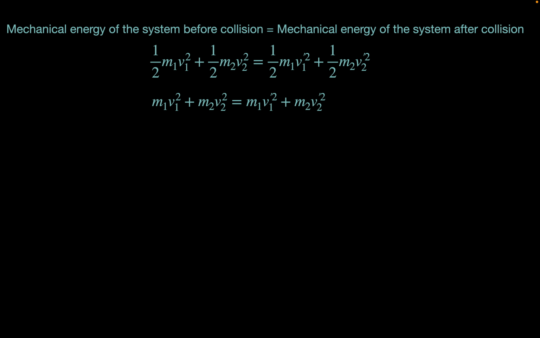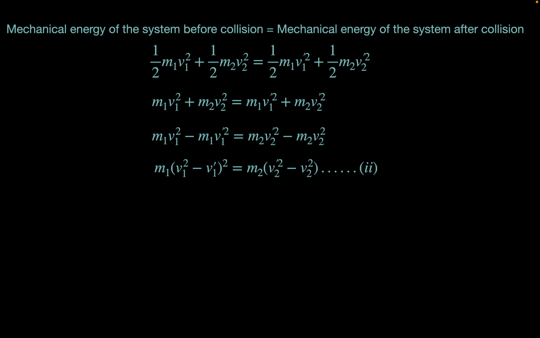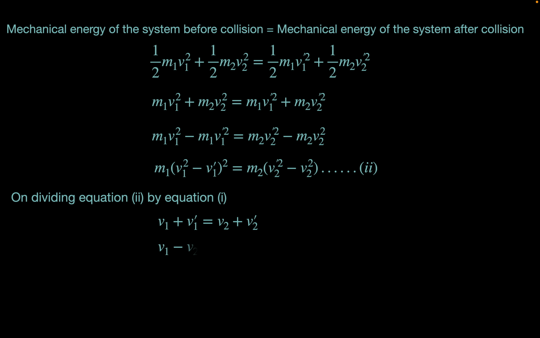square plus m2 v2 prime square, or m1 v1 square minus m1 v1 prime square equals m2 v2 prime square minus m2 v2 square, or m1 (v1 square minus v1 prime square) equals m2 (v2 prime square minus v2 square). Let's call this equation 2. On dividing equation 2 by equation 1, we get v1 plus v1 prime equals v2 plus v2 prime, or we can write v1 minus v2 equals v2 prime minus v1 prime.